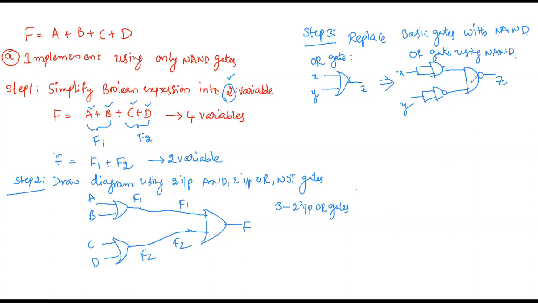Now, wherever an OR gate is there, replace it with this structure. This is step 3. Wherever the OR gate is there, replace the structure. This is the OR gate. Replace the structure. Here also, replace the structure. Here also, replace the structure. So your final diagram will look like this.